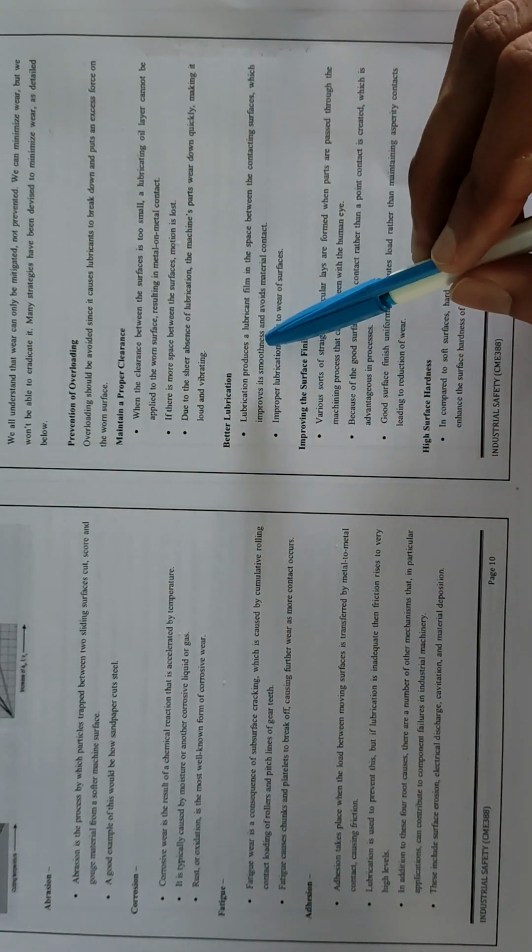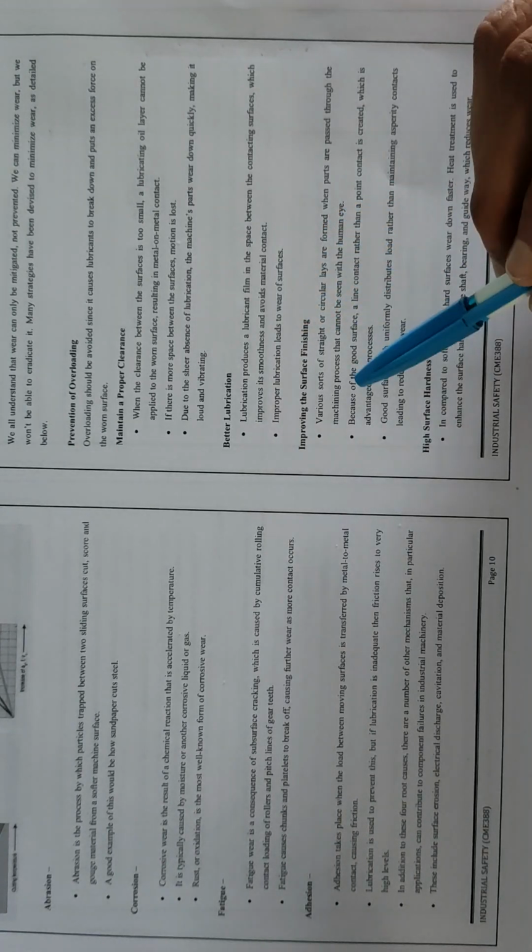Better lubrication. Lubrication produces a lubricant film in the space between the contacting surfaces, which improves smoothness and avoids material contact. Improper lubrication leads to wear of surfaces.